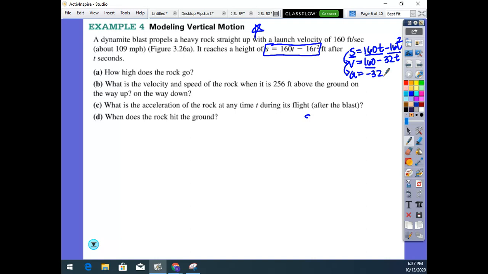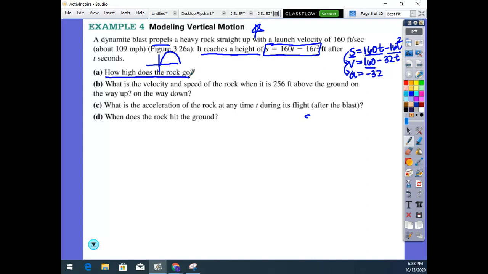All right, so let's first of all think about this. I'm just going to draw a little picture here. A dynamite blast propels a heavy rock straight up in the air, and it comes back down. We can find the height by this particular equation after t seconds. All right, so it says, how high does the rock go?